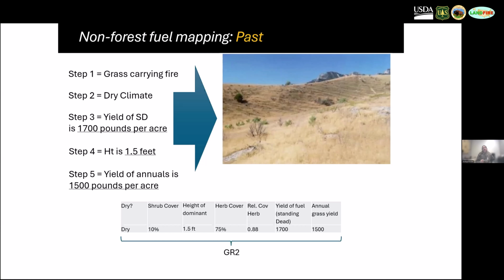So we can see, based upon other data sets, based upon what's current, okay, this is in the past, but what's current, what the actual fuel bed is. In this case, it's a GR2. So by looking at these different steps, we can get to what fuel classification we're at. You can go to the next slide, Matthew.